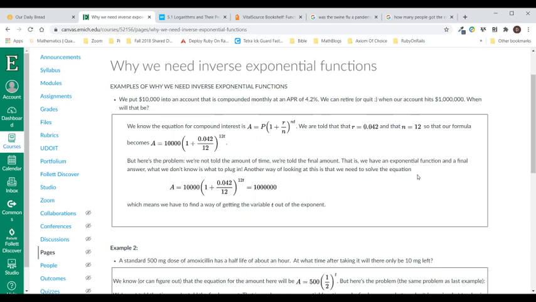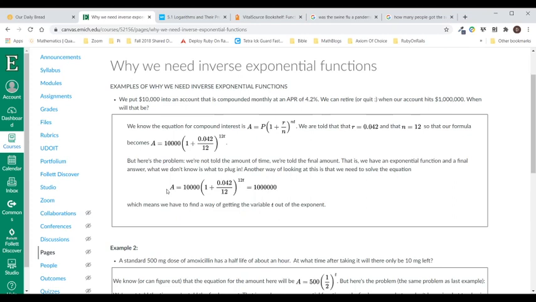When will that be? Well, in a little box, I'm just trying to summarize what we have. We know the equation for compound interest is A equals P times (1 plus R over N) to the NT. Now, they told us that the rate was 4.2%, and N was 12, so our formula becomes a little bit easier to deal with. But here's the thing. They're not telling us the T and asking us for the amount. They're telling us the amount and they're asking for the time.